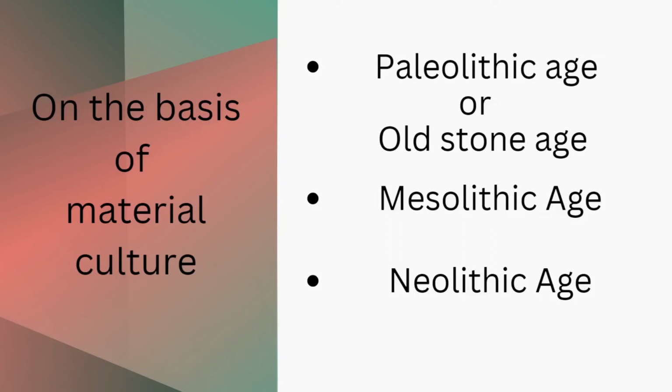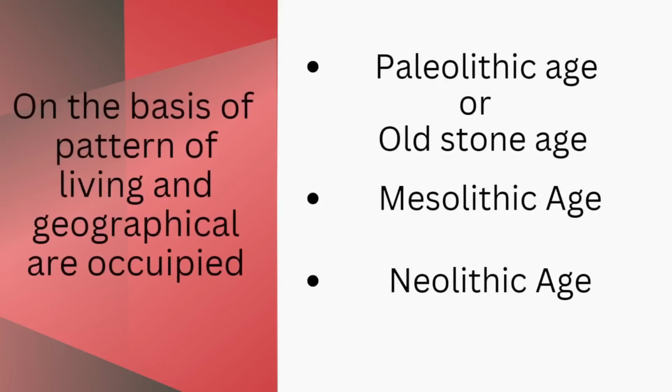Let's talk about the pattern of living and geographical area occupied, starting with the Paleolithic age. During the Paleolithic age, man lived in the foothills of mountains. The northern plains were not occupied because the rivers in the foothills of the mountain were narrow and could be easily crossed, whereas in the plains the rivers were extremely wide. Stone was easily available in the foothills and not in the plains.